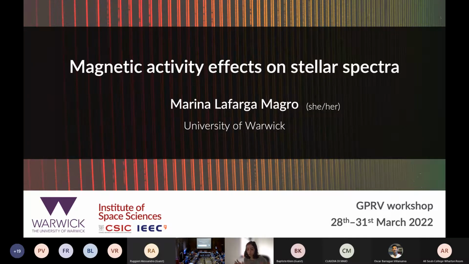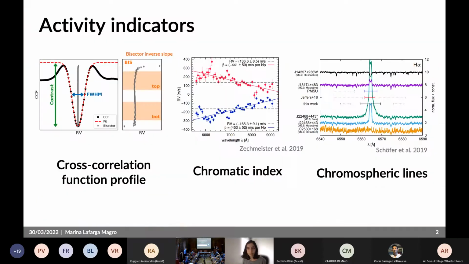In the first one, I will show you a study that we did on a set of activity indicators to assess their behavior, and then in the second project we try to implement the knowledge that we learned in the first one, to try to compute velocities following a line-by-line approach on some active stars. Okay, I hope you see the second slide.